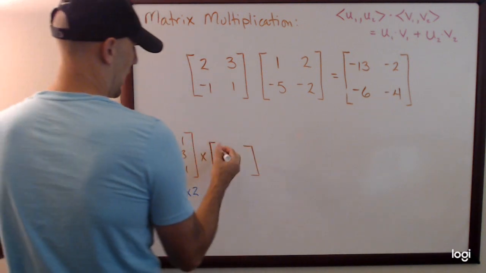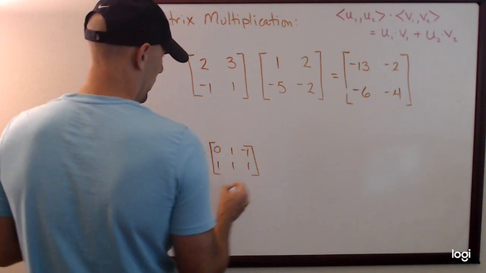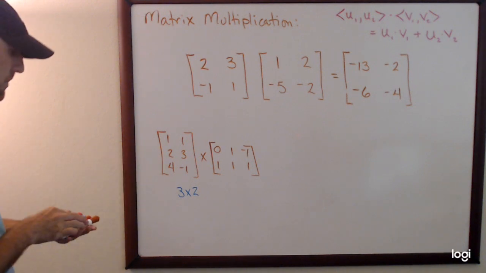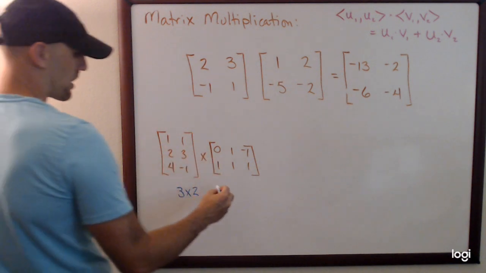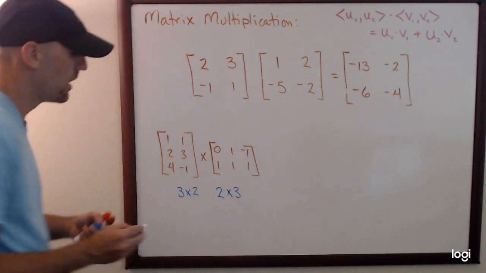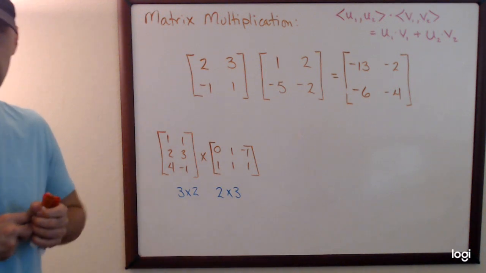So let's say 0, 1, -1, 1, 1, 1. That's just the transpose of the previous matrix. Okay. So these are two different sizes. It's kind of weird, but this one's 2 by 3. I can actually do this product. I can multiply these two matrices together.